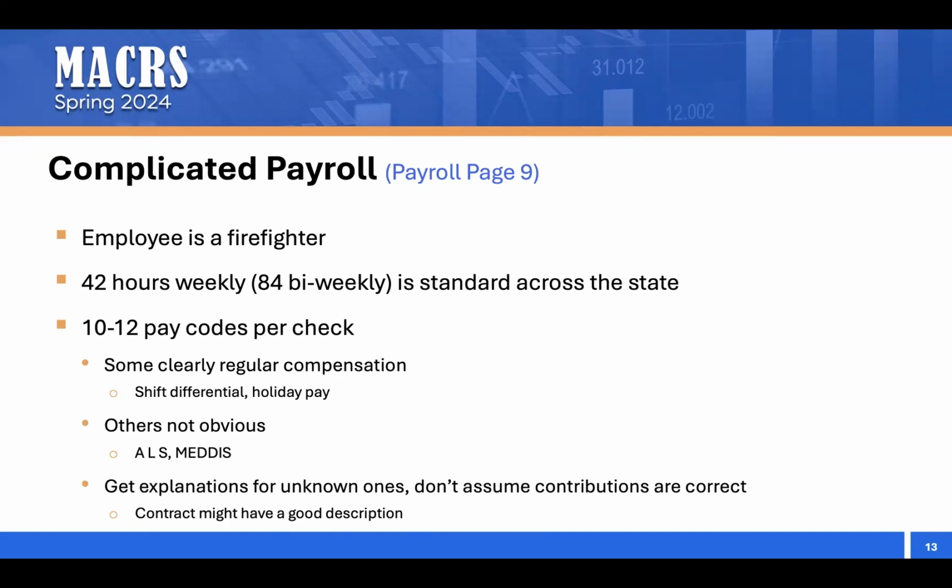So if you don't know, ask the payroll people again. Some of these things are listed, or they should all be listed in contracts if they're being paid out typically and they're in a union. So if you have the contract, you can look it up, see if you can figure out what exactly that pay is for.